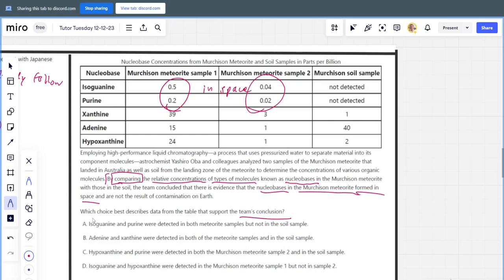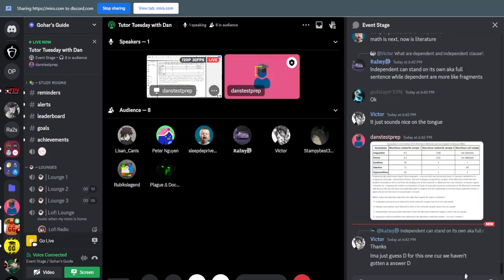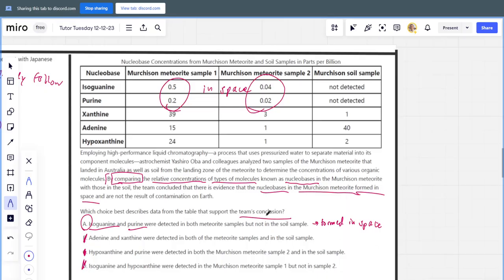So looking at the answer choices, isoguanine and purine were detected in the meteorite samples, but not the soil sample. That makes sense, right? This was formed in space. It was not formed on the ground. These were both found in both samples. These were found in both samples, and this is just not true. D. Well, yeah, this one's going to be answer choice A.